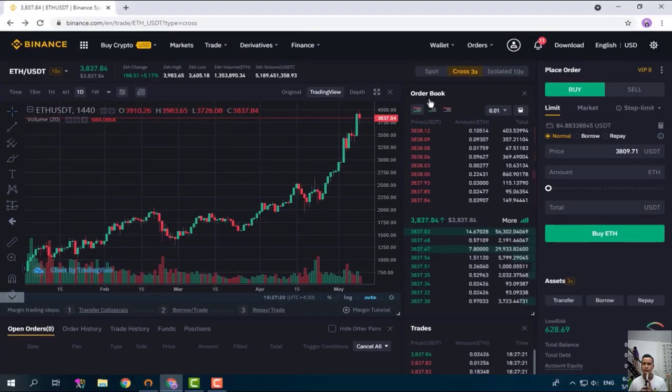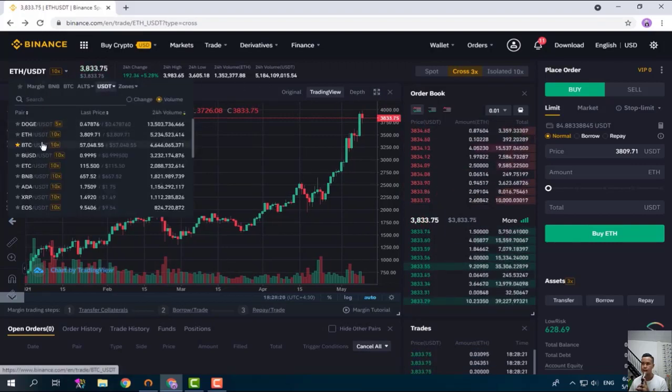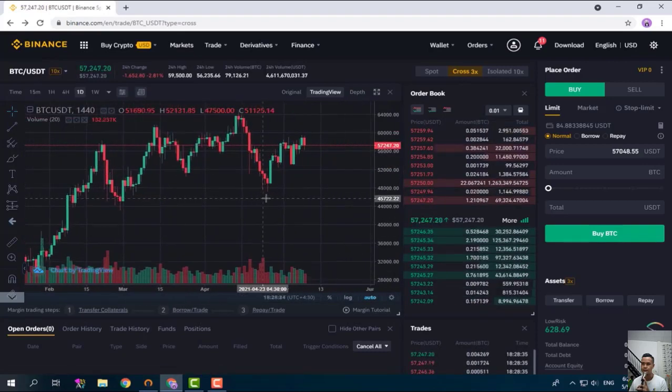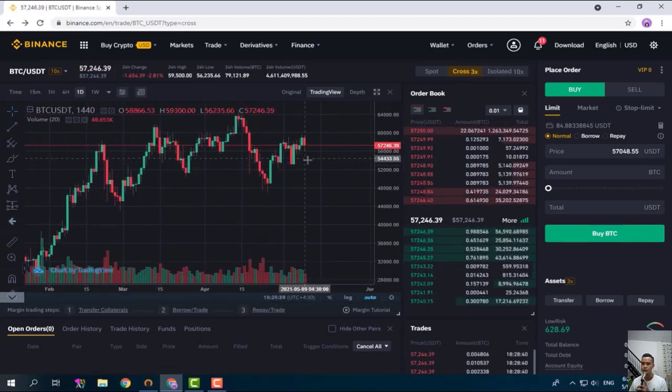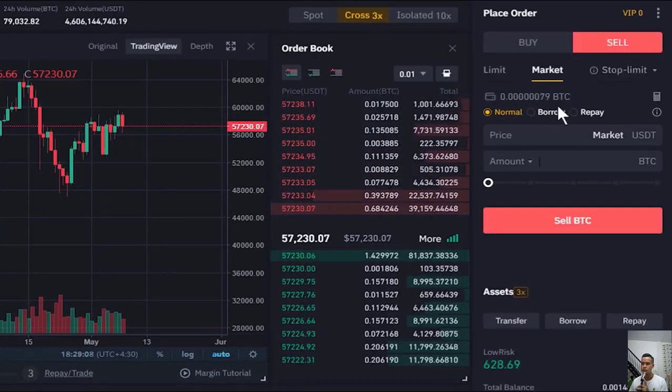In margin trading, besides buying coins and selling them at higher prices to make a profit, just like the example we just had, we can also sell coins and buy them back at lower prices and make a profit. Let's select Bitcoin, BTC, USDT, here it is. And consider, for example, we have analyzed the market and we think that the Bitcoin price is going to fall. Right now we have USDT and we don't have any Bitcoin to sell.